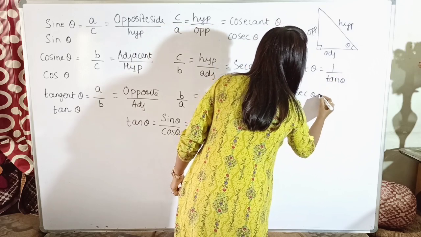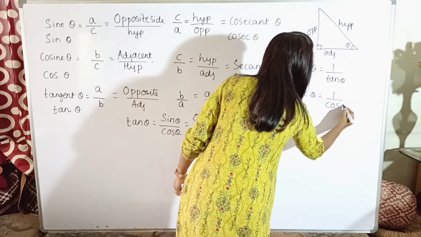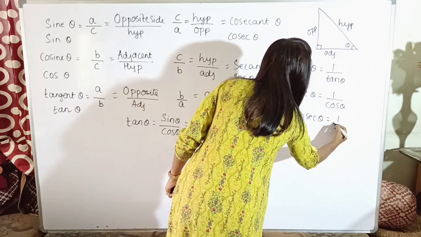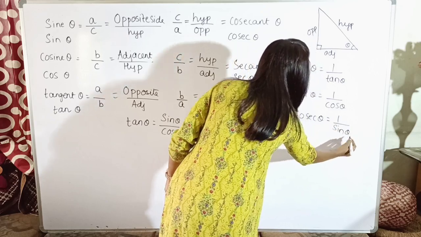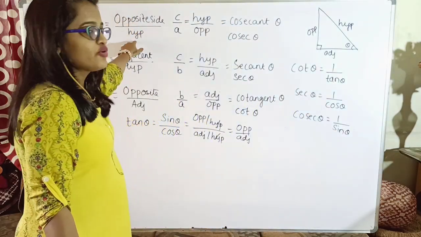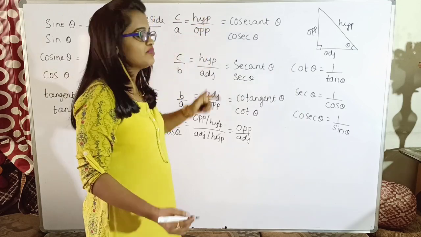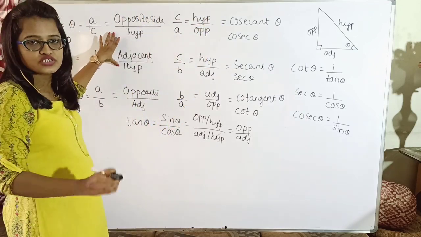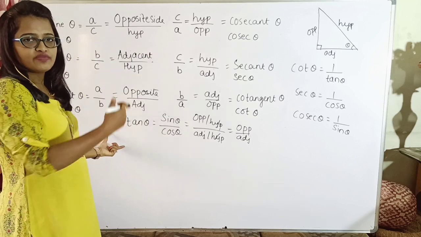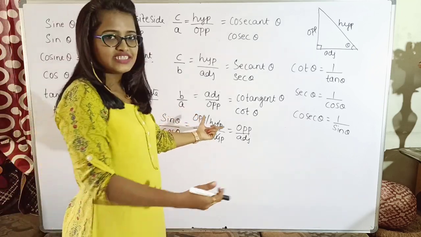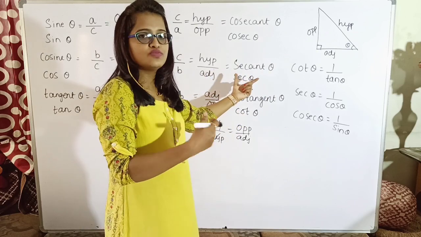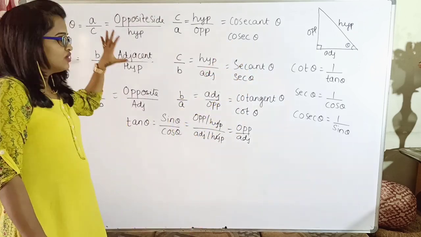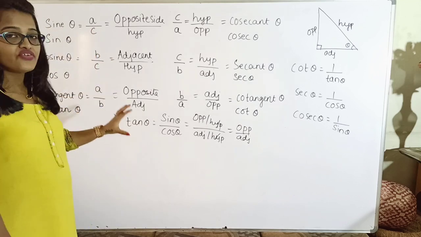Sec theta is the reciprocal of cos theta, whereas cosec theta will be the reciprocal of sine theta. As you can see, sine is opposite upon hypotenuse, and here it is hypotenuse upon opposite. So basically you are going to remember only these 2 ratios, sine and cos. Tan you can find by dividing sine by cos. Cot is the reciprocal of tan, sec is the reciprocal of cos, and cosec is the reciprocal of sine. Okay, so please remember the ratios.